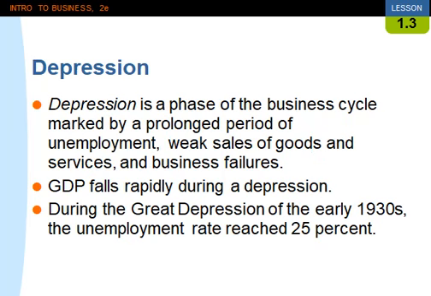Depression. What is it about a recession that makes houses difficult to sell? If a recession gets worse and spreads throughout the economy, the result is depression. Depression is a phase of the business cycle marked by a prolonged period of unemployment, weak sales of goods and services, and business failures. GDP falls rapidly during a depression.